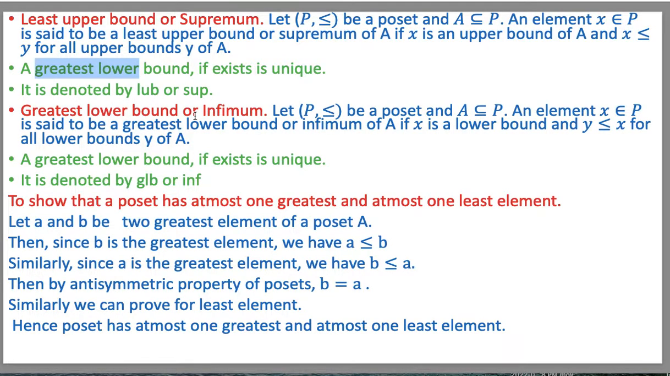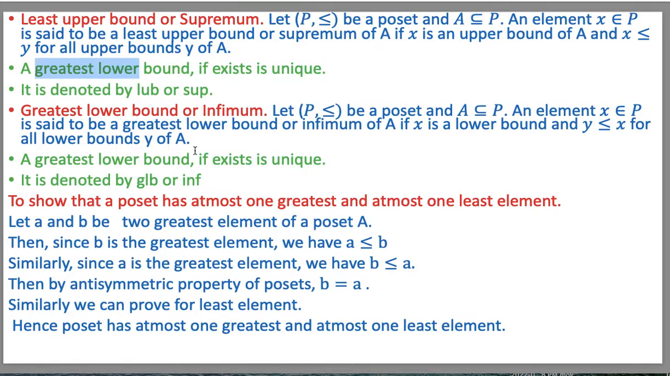And the greatest lower bound. Suppose P together with less than or equal to is a relation defined on the set P, a poset, and A is a subset of P. An element x belonging to P is said to be a greatest lower bound or infimum of A if x is a lower bound and y is less than or equal to x for all lower bounds y of A.